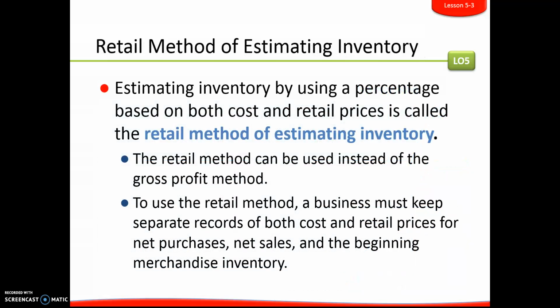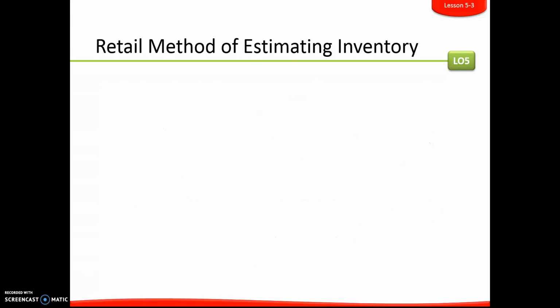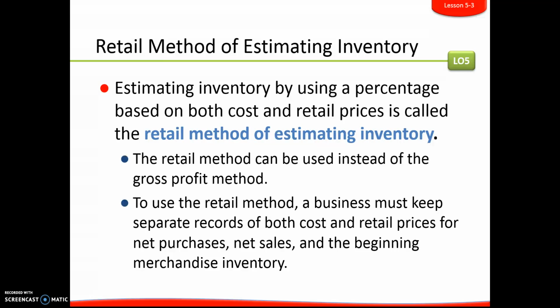Now, a new method we haven't talked about yet is our retail method of estimating inventory. This is where we estimate our inventory by using a percentage that's based on two things, the cost and the retail prices of our ending inventory. Now, the retail method can be used instead of the gross profit method. The thing to keep in mind is that as a business, you actually have to keep separate records for both cost and retail pricing of things like your net purchases, your net sales, and your beginning merchandise inventory. So you are essentially creating more work for yourself because you need to keep separate records for all of those things.